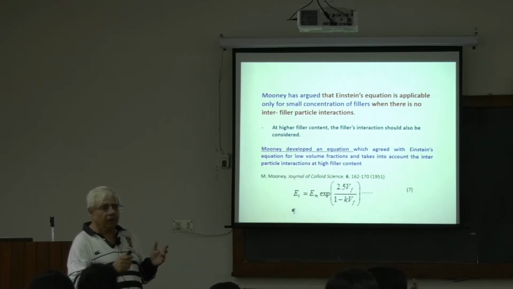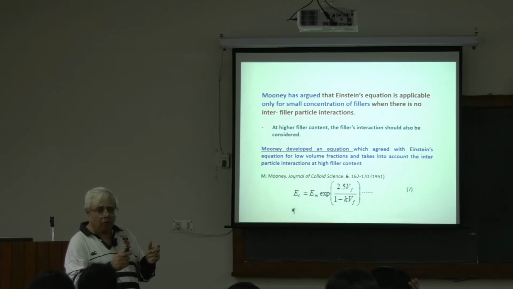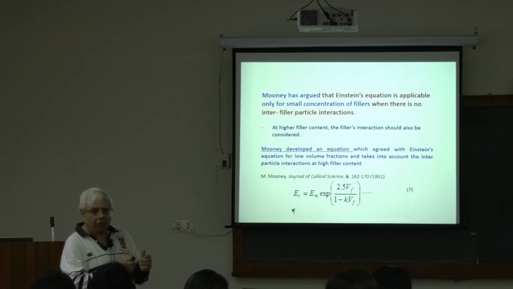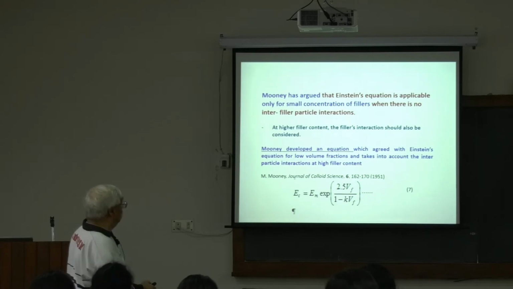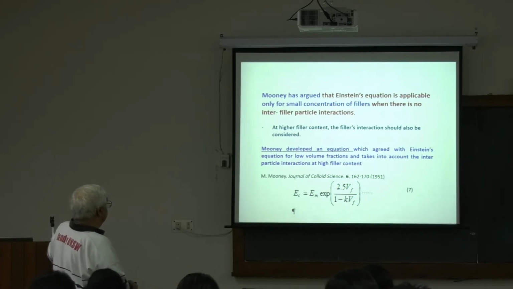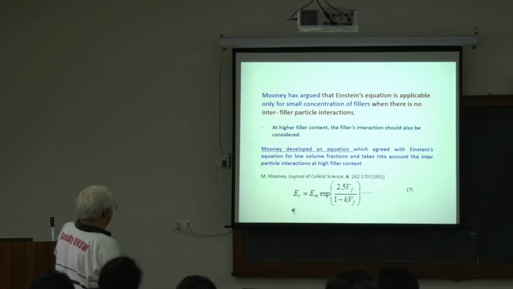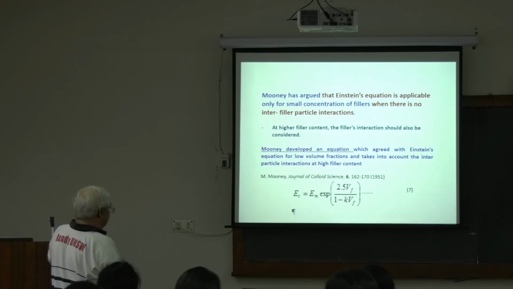But if you have a lesser amount, the distance between the particles can be about 60 microns or so. If you have 60 microns, then there is lesser interaction between particles. The particles will interact only with the matrix. But if you have a smaller distance, then particles will try to go back to themselves. These are the effects which Mooney argued, and Mooney developed an equation which agreed with Einstein's equation for low volume fraction, and then took into account the interparticle interaction at higher filler content. So Mooney modified this equation, and that's how it is given here.